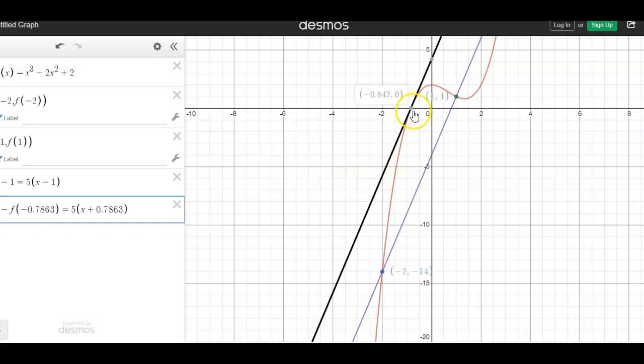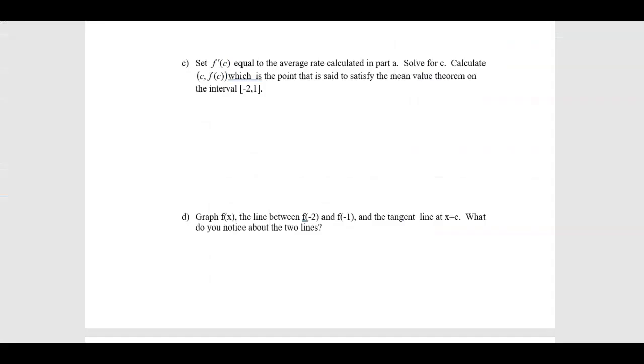You get parallel lines from this, which means here's your average rate of change, and there's a point on the curve at which the slope of the tangent line is parallel. That's what you're looking for, really. Where is the tangent line parallel to the average rate of change? All right, so we're going to go back to our problem.